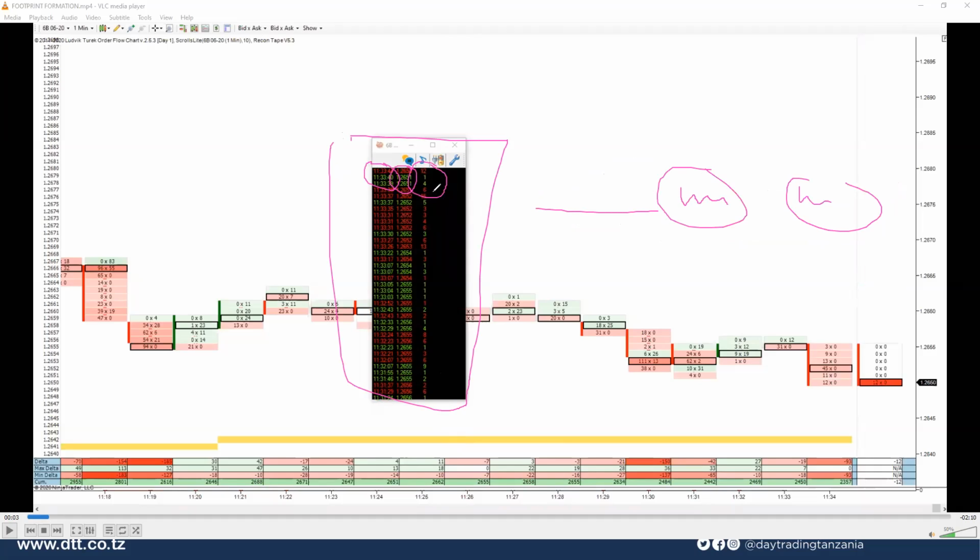Now this information is then taken into the footprint chart. The footprint chart takes into account price, we have time here, and we have the volume, the total volume. This takes the total volumes that have been traded at each particular price point and groups them either on the bid side or on the offer side. So let's play this and see what I mean.